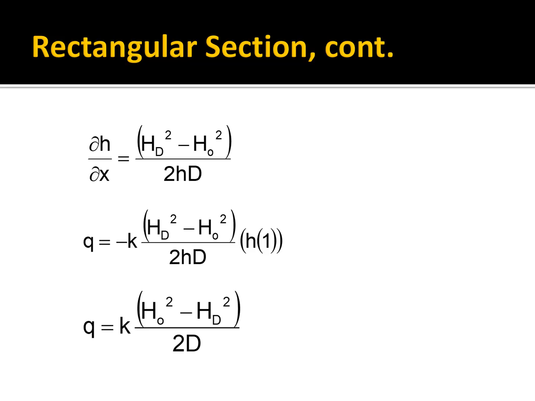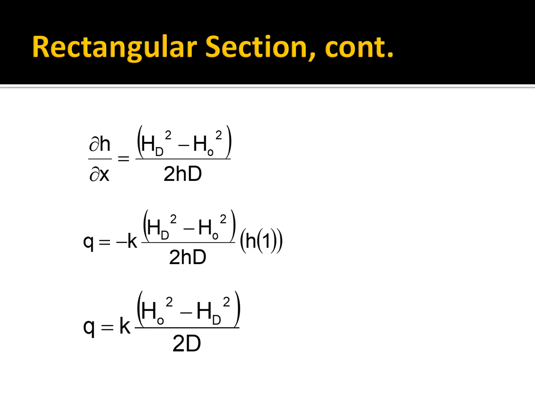If you plug that back into Darcy's law, Q is equal to minus k del h del x times the area. So this is our hydraulic gradient. The area is h times 1, the height of the phreatic surface times 1.